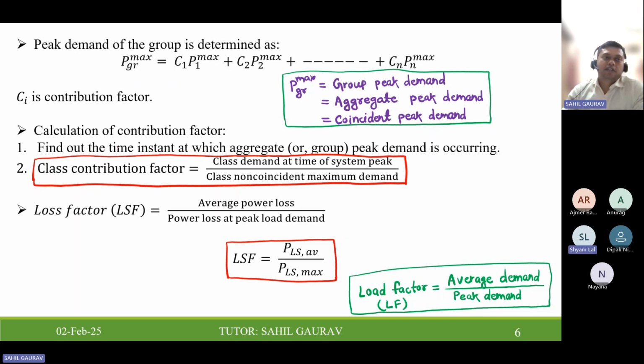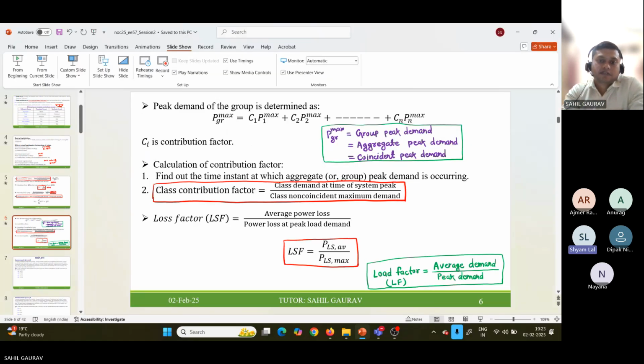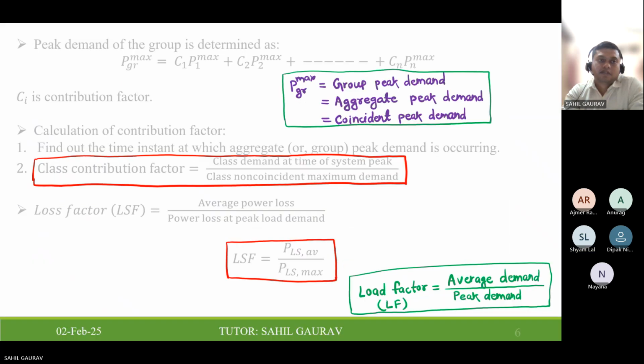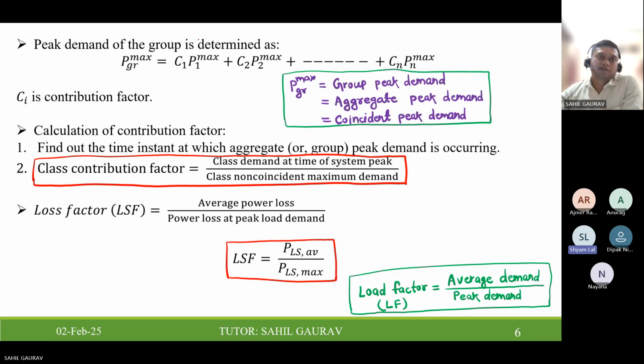So the important point here. Hello, yes, sir. Good evening. Good evening. Can you repeat the class contribution factor again? Is the denominator the class non-coincident maximum demand, or the maximum demand at that time? Class non-coincident maximum demand. Okay, you are asking about the class non-coincident maximum demand? Yes, sir.